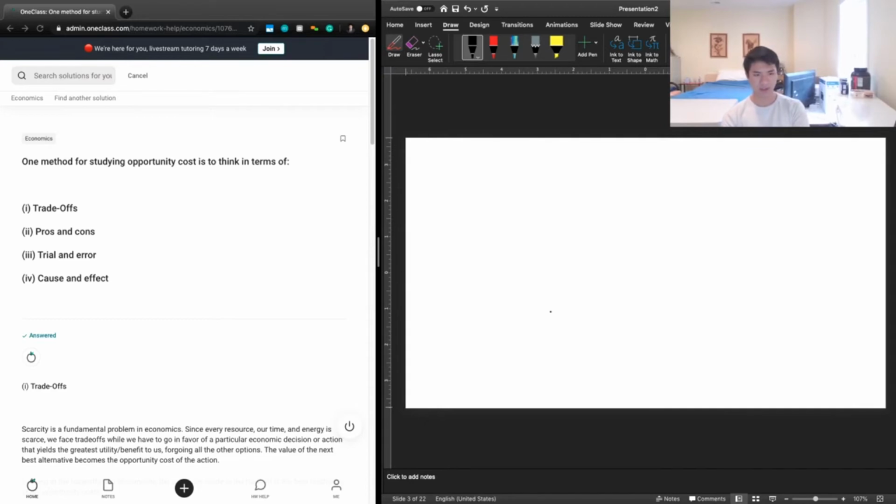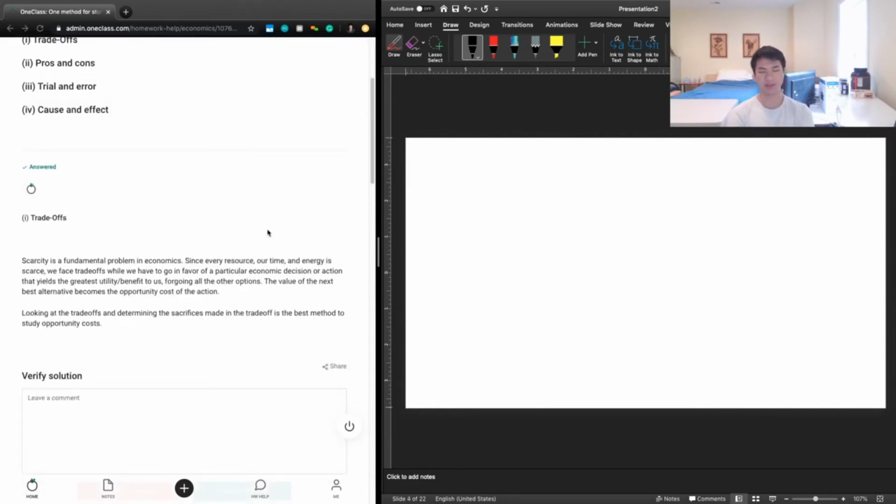B says pros and cons, and so this is more like a decision-making mechanism, but is not really tied to the idea of opportunity cost. C says trial and error, and that's more of a scientific concept than an economic one. And D is cause and effect, and that's a scientific concept, not really an economic one. And so we're going to probably say A is right, that one method for studying opportunity cost is to think in terms of trade-offs. So let's take a look at the prior answer choices.